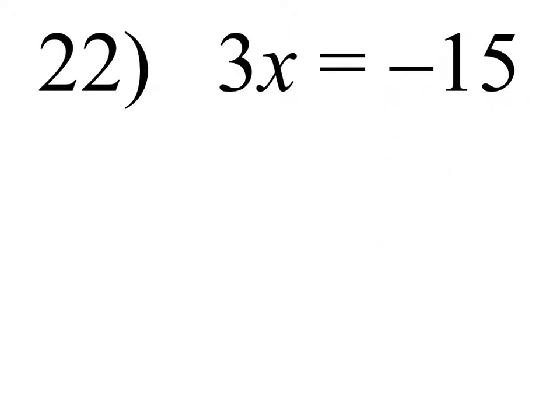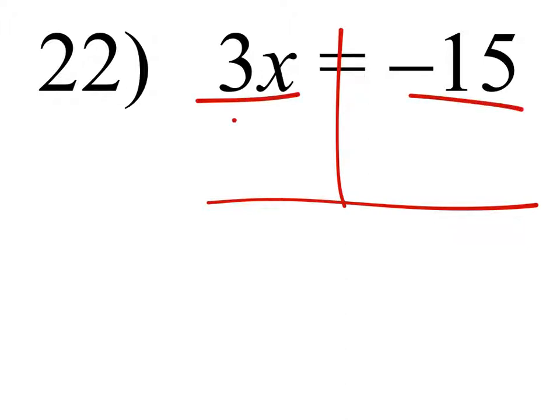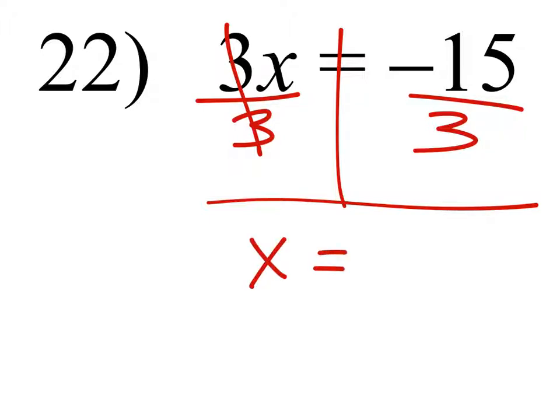So 22, additive inverse or inverse ops? Inverse ops, right? So what are we going to do to both sides on this one? Divide by what? Divide by 3. 3 divided by 3 is 1, so we have an x. Negative 15 divided by 3 is negative 5. There it is.